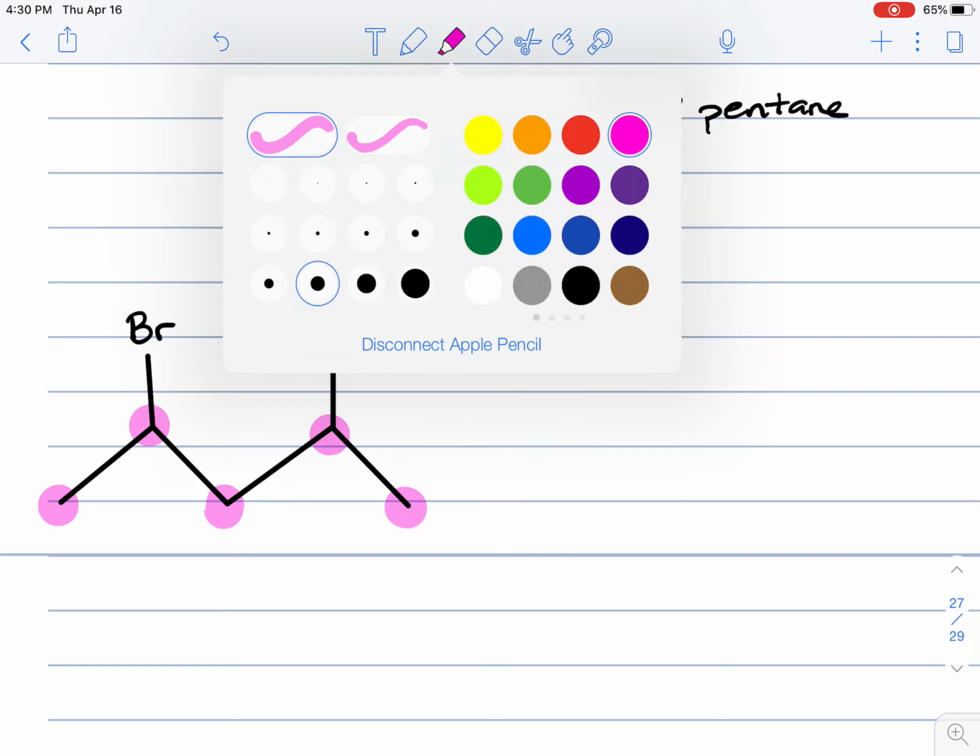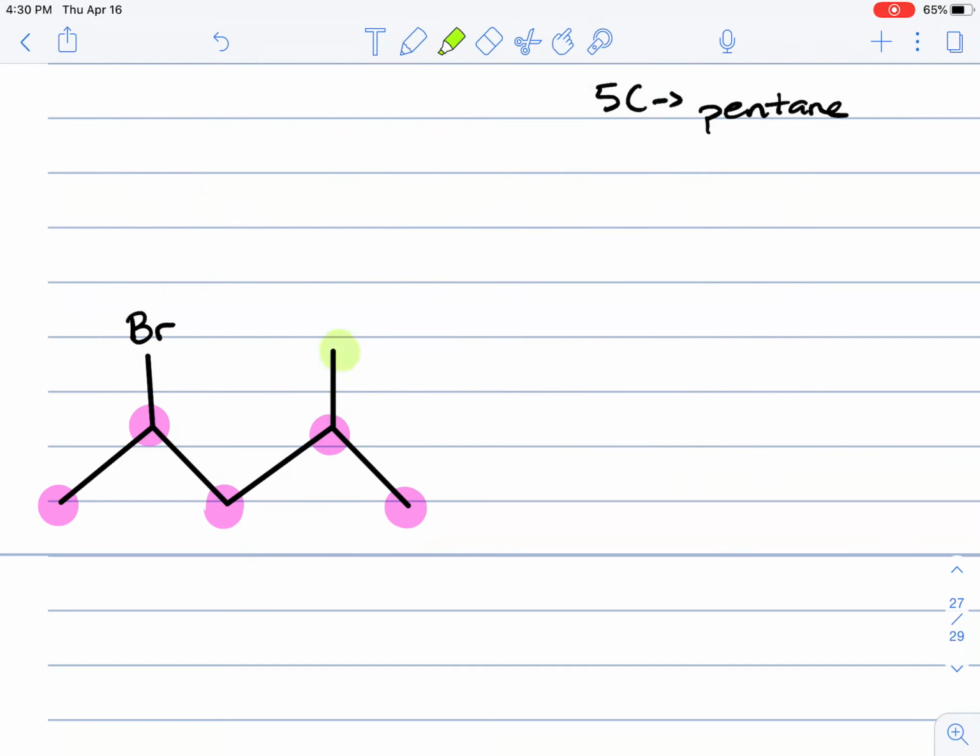That means everything that I didn't highlight in pink, I'm going to highlight in green, is going to be my substituent. Remember, if your substituent looks like this in the skeletal structure, that's representative of 1 carbon, which is a methyl group. It looks like we have a halogen this time, and since it's bromine, we're going to say bromo.